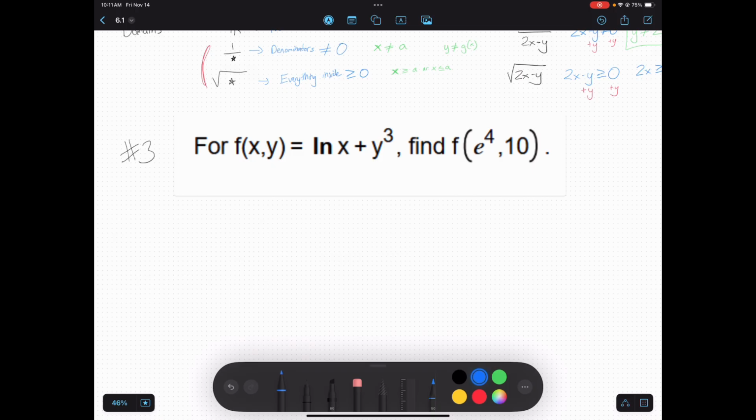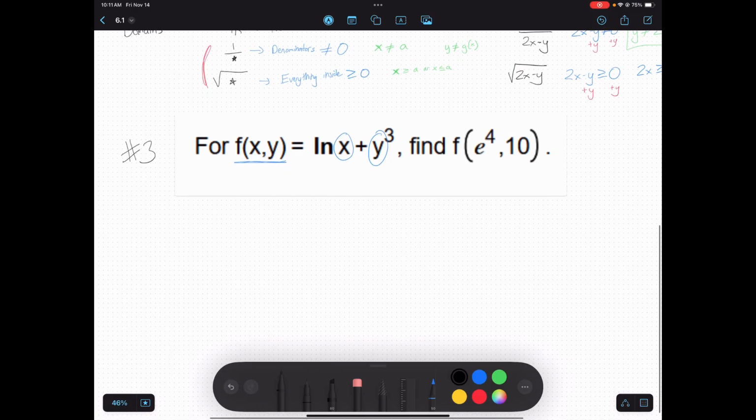So you notice we have this multivariable function f of x, y, and it's in terms of both x and y, right? I have two independent variables. Y doesn't depend on x. They're completely independent. So what is f of e to the fourth, 10 asking me to do? It's asking me to plug e to the fourth in for x and 10 in for y, right? Because that's their corresponding spots if I go back to my original notation.